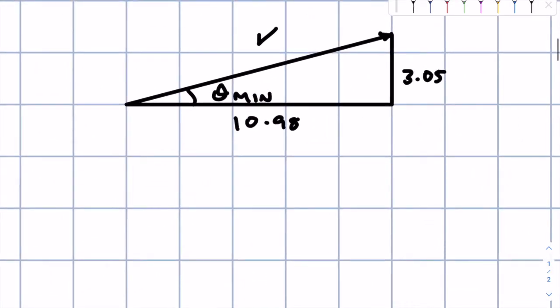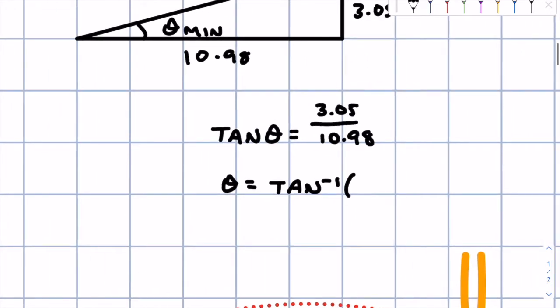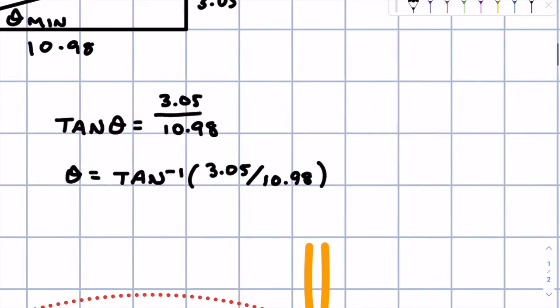And if you noticed, the tangent of theta is equal to the opposite over adjacent, which is 3.05 over 10.98. And using the inverse tangent, we get theta is equal to the tan inverse of 3.05 divided by 10.98. And making sure that our calculator is in degrees, you should get a theta minimum of 15.52 degrees.